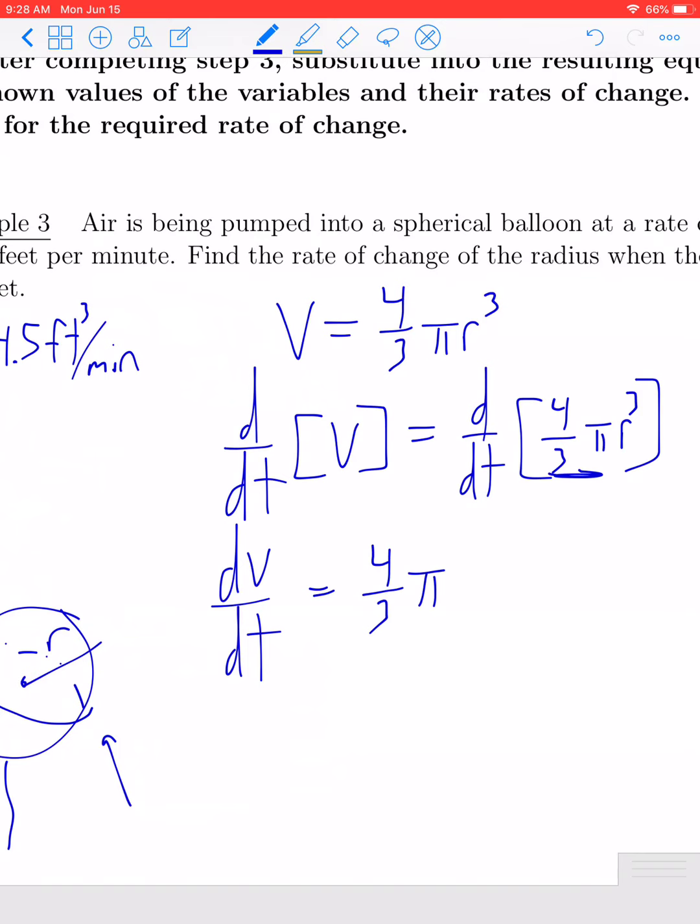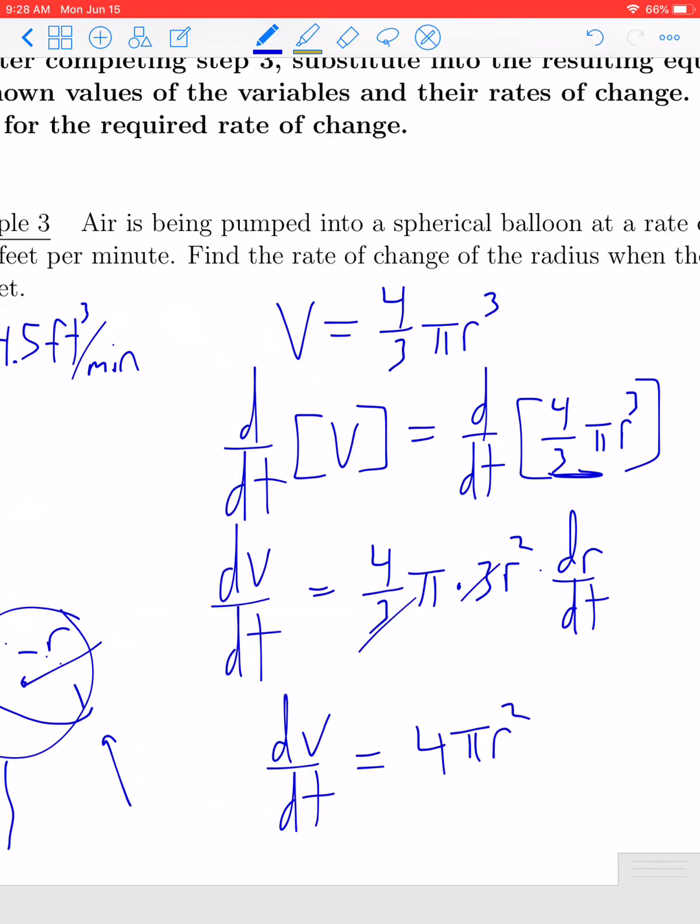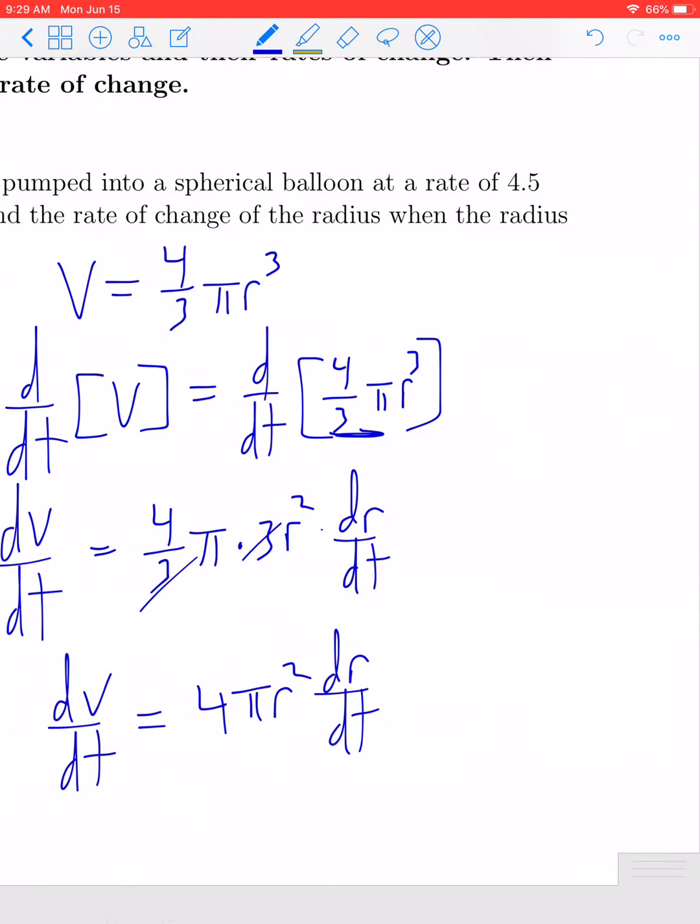here, 4/3 times pi is just a constant. So leave the constant alone. It's the constant multiple rule. The derivative of r cubed is going to be 3r squared, but from the chain rule, because r depends upon time, the derivative of the inside function we would call dr/dt. We can simplify this a little bit. You can cancel out the 3's, and we get that dV/dt is equal to 4 pi r squared times dr/dt. We're actually asked to solve for dr/dt.